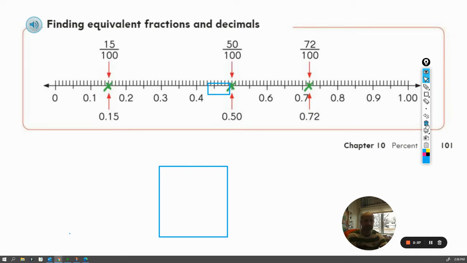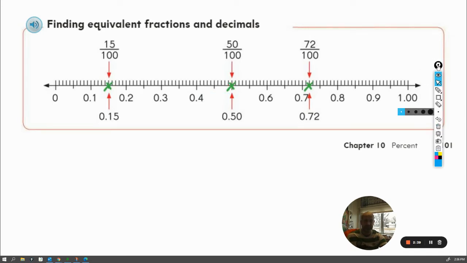You can also use a number line to find equivalent fractions and decimals. 15 100ths, lo and behold, equals 15 hundredths. 50 hundredths equals 50 hundredths. 72 100ths equals 72 hundredths. Mind's blown? That's what I thought.